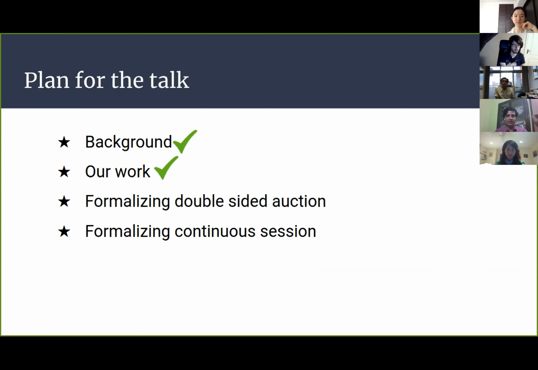So far I've just discussed the background, what we have done, and what we are planning to do. Now I will get into a little bit of information about both the works.